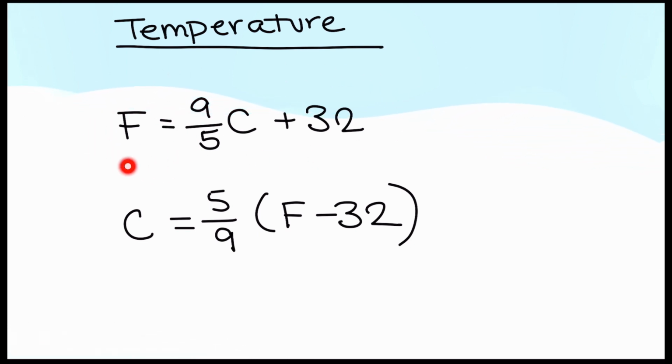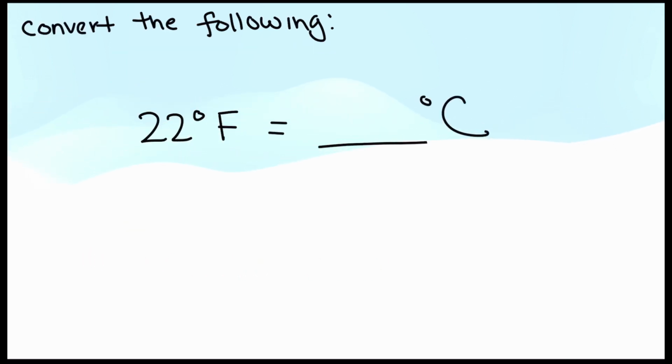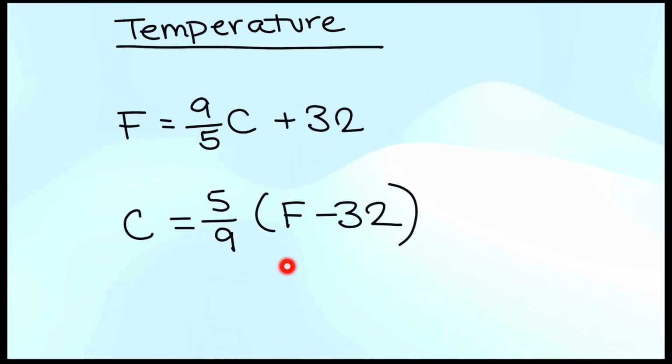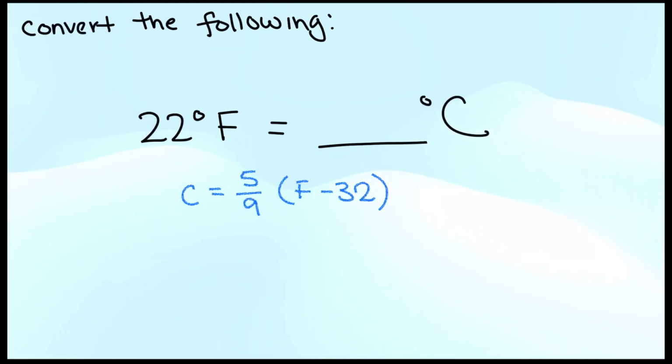F equals will give us a Fahrenheit. If we want to find a temperature in Celsius, we can use the bottom equation. Celsius equals. So let's do an example. Let's see if we can convert 22 degrees Fahrenheit into degrees Celsius. So I want to find degrees Celsius. I'm solving for C. So I'm going to use the second formula. I want to find Celsius. So there's my formula. C equals 5/9, parenthesis, F minus 32.